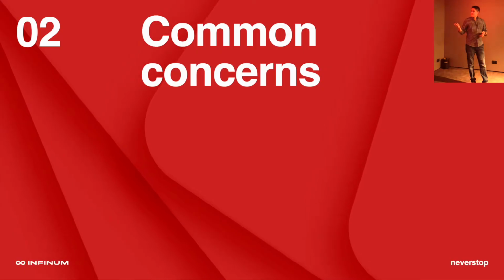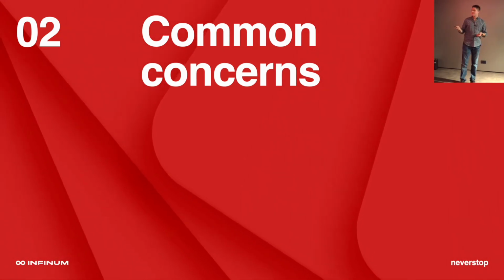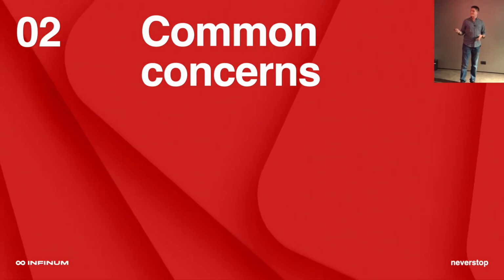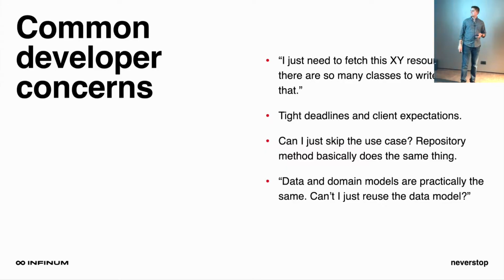So to get to the common concerns of developers when making such architecture, which I've personally said and heard some other people say it, is like, I just need to fetch this one class, and why do I need to make like 7 classes just to do that? Well, sometimes it seems unreasonable, but it pays off, and you're just gonna have to trust me on that, because to explain why it pays off, it would take 2 hours.